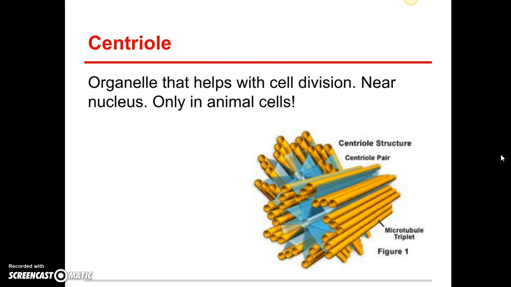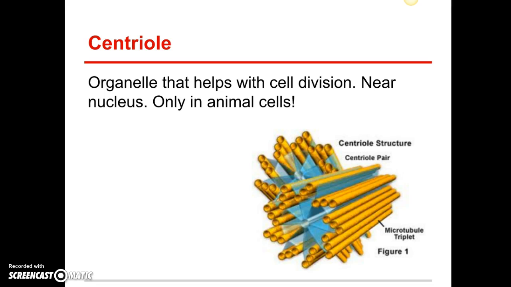Centrioles. These are little teeny tiny organelles that help when the cell divides. We're just going to touch on them really briefly in this unit. We're going to talk about them a lot more in our last unit this semester. They're always located near the nucleus. They're only located in animal cells. When a plant cell has to divide, we don't use these.